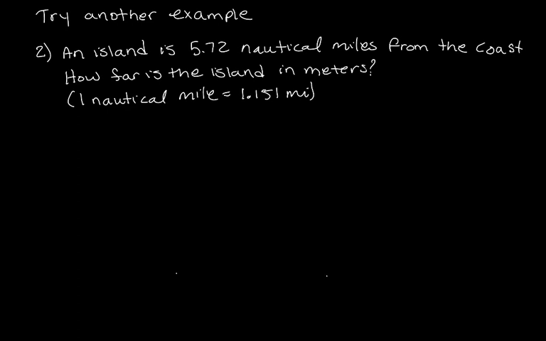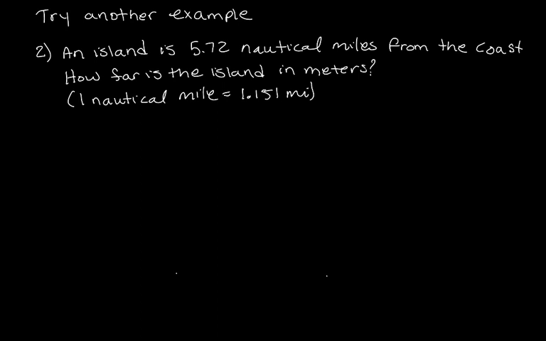Okay, so go ahead and try this on your own, and go ahead and replay this video to see if you got the correct answer. An island is 5.72 nautical miles from the coast. How far is the island in meters? And we give you that 1 nautical mile is equal to 1.151 miles.